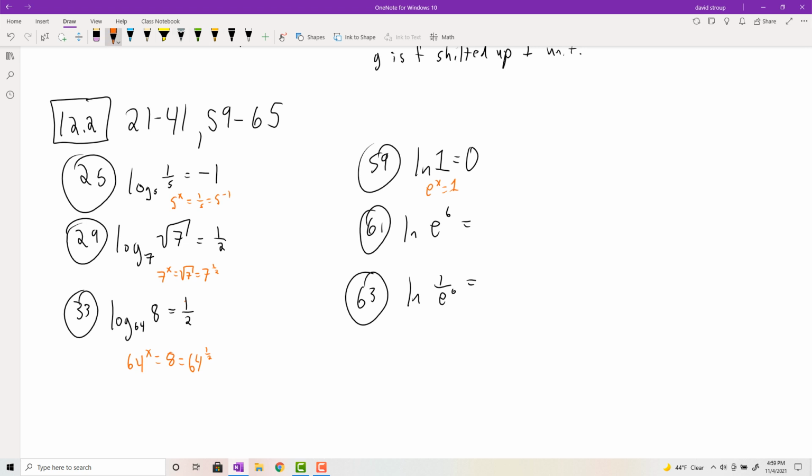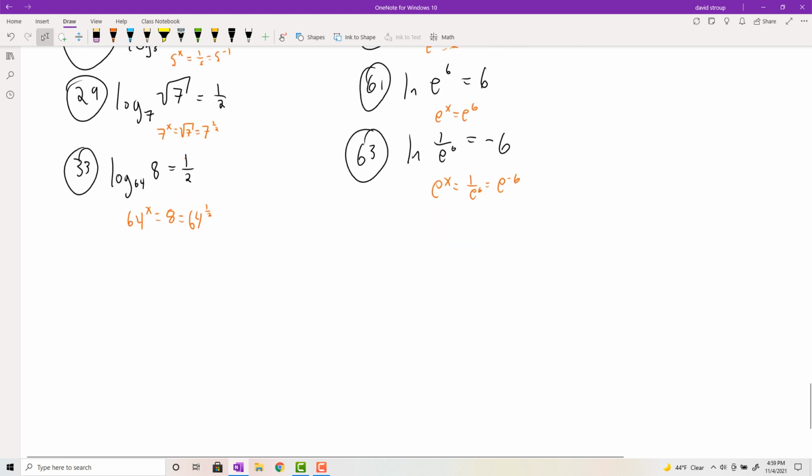The next one is asking e to what power is e to the 6. That's pretty clear. That's just 6. And then the last one, e to what power equals 1/e to the 6. You can rewrite it as e to the -6. So clearly x is equal to -6. Okay.